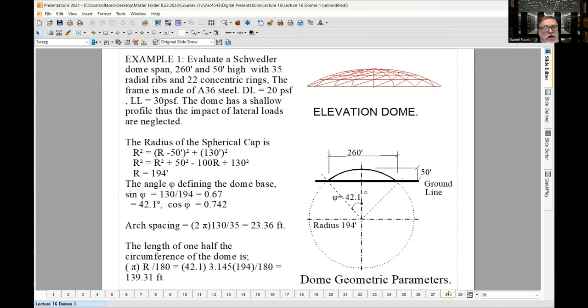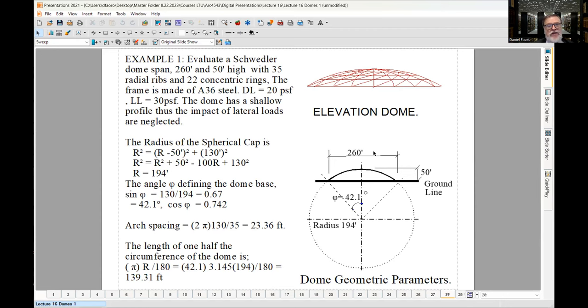The dome has a shallow profile. I'm not going to be concerned about wind loads. They're neglected. My radius of my spherical cap, based on these dimensions, R squared is equal to R minus 50 squared plus 130 squared. Fortunately, my values drop out here. The problem becomes solvable, solving for R at 194 feet.